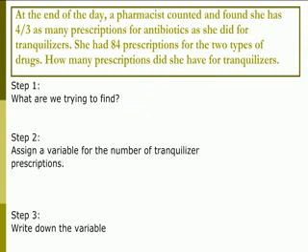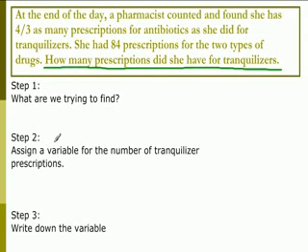Let's look at this one. At the end of the day, a pharmacist counted and found she has 4/3 as many prescriptions for antibiotics as she did for tranquilizers. She had 84 prescriptions for the two types of drugs. How many prescriptions did she have for the tranquilizers? Okay, so what are we trying to find out? First of all, we're trying to find out how many prescriptions she had for tranquilizers. That's the first thing we need to figure out.